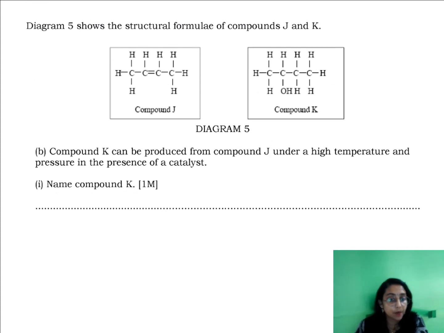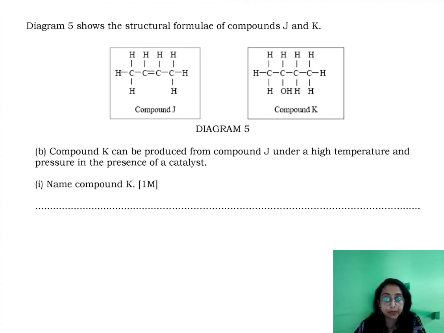Okay, now this is for structure questions. Sometimes they'll give you a structural formula and they will ask you to name it. So this is an example of a question for your Paper 2 structure. So right now they have said that compound K can be produced from compound J under high temperature and pressure. So now you are required to name the compound K.